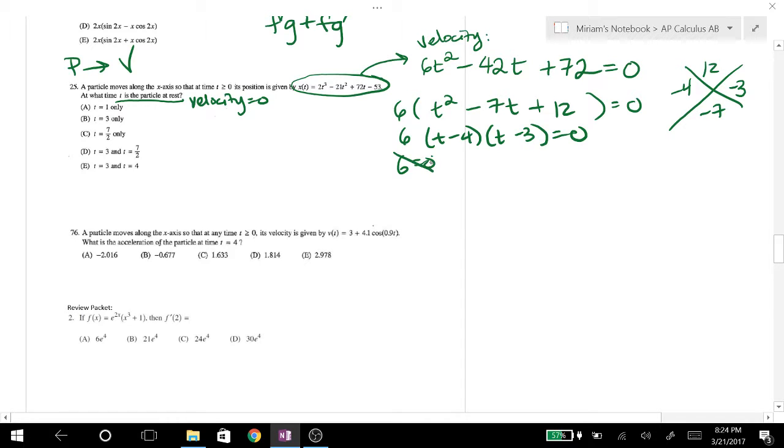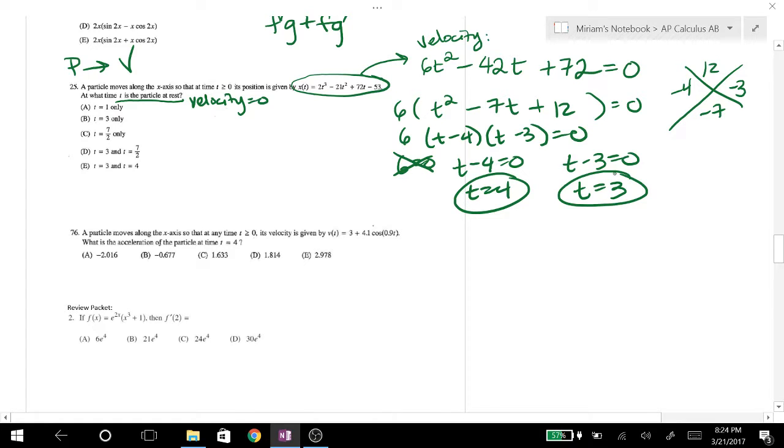And we have our times. 6 equals 0 means nothing to us. t minus 4 equals 0 means t equals 4. t minus 3 equals 0 means t equals 3. Great, so our times are 3 and 4.